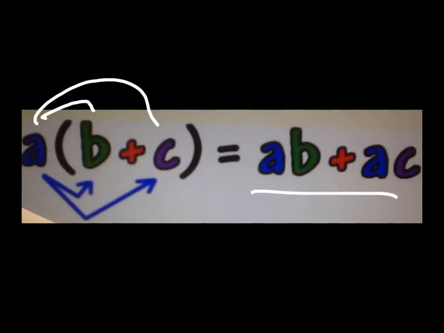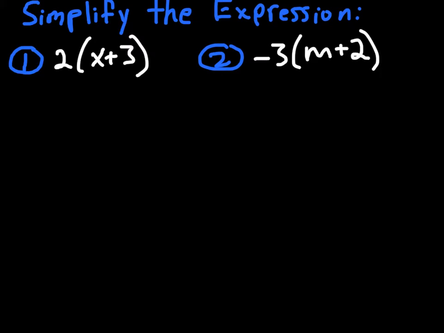If we look over here, we have A times B. Remember, if they're right next to each other, that means times, plus A times C. Okay, let's try to simplify the expressions here. So here we have 2 times the quantity x plus 3.